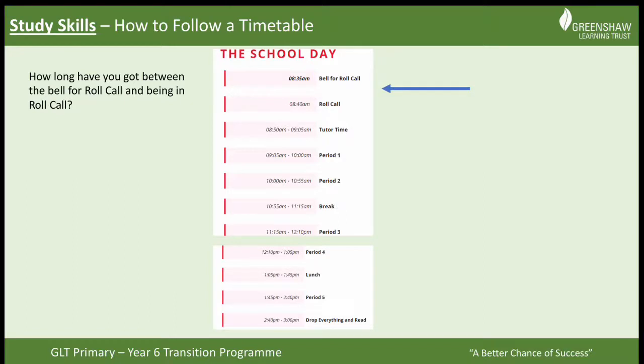Well done for looking at the weekly and daily timetable. You're now all prepared for your first week at secondary school.